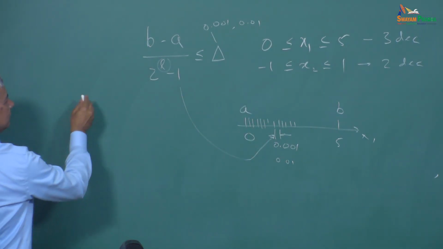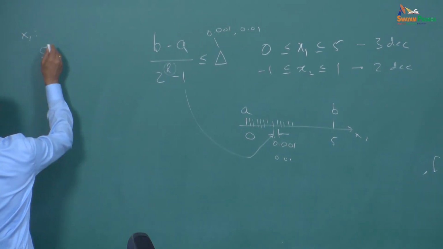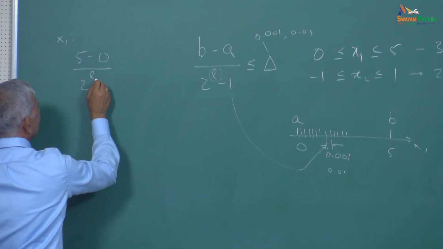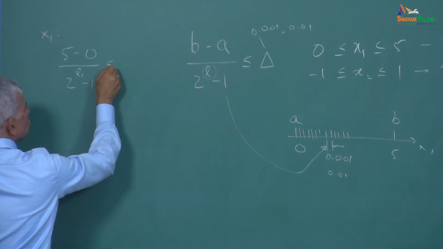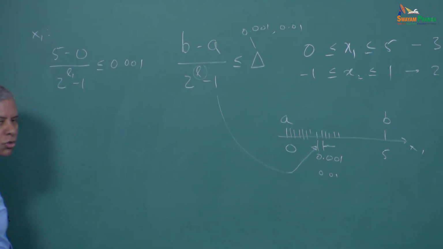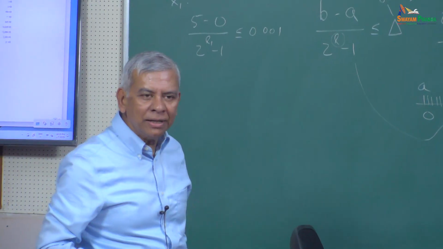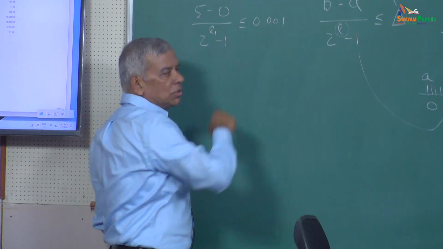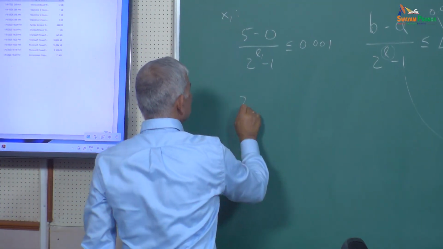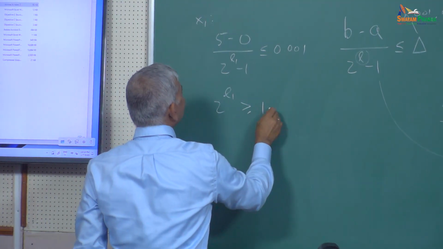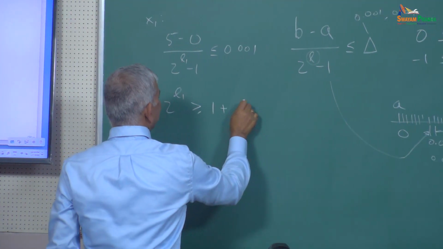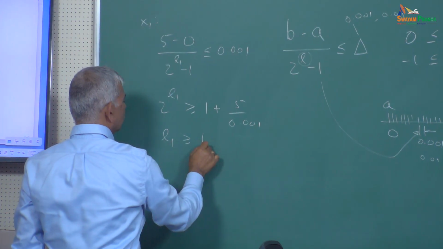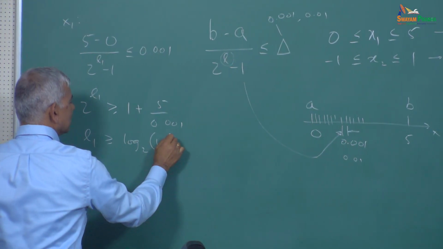So how do we find for x1? b is 5 and a is 0, divided by 2 to the l, let's call this l1 because it is for x1, minus 1, should be less than or equal to 0.001. Can you solve it to find l1? You will find a non-integer, but because it is less than or equal, 2 to the l will be greater than or equal to 1 plus 5 over 0.001. So now l1 is greater than or equal to log to the base 2 of 1 plus 5000.